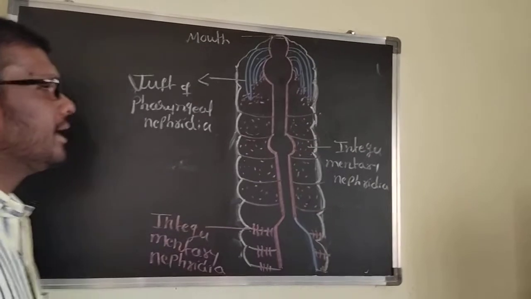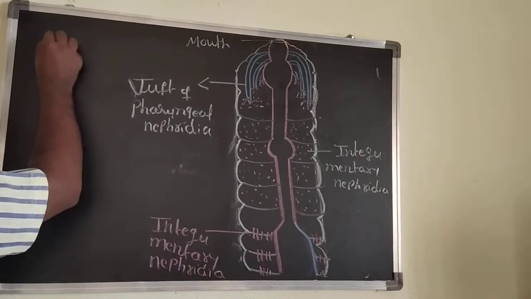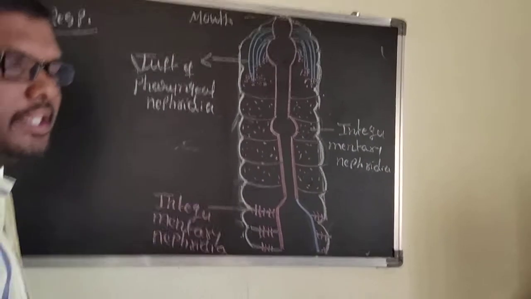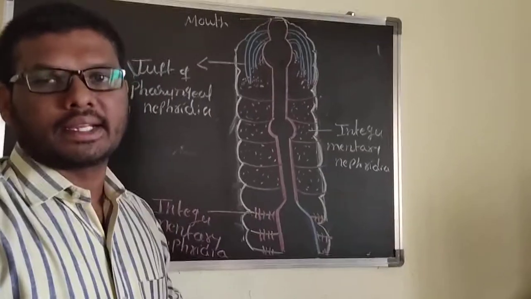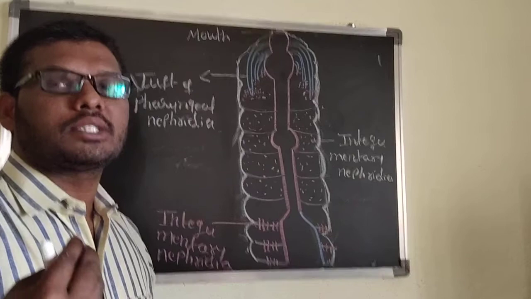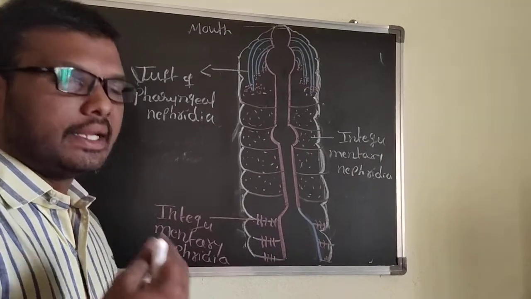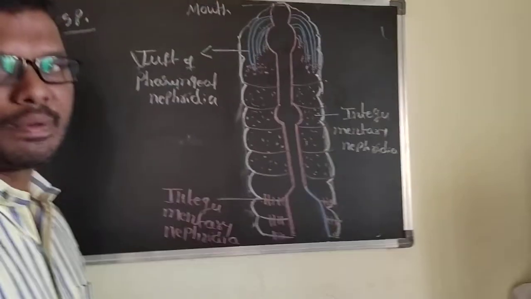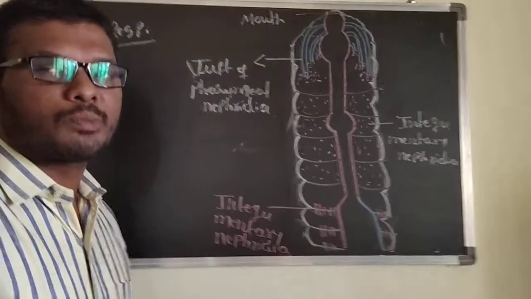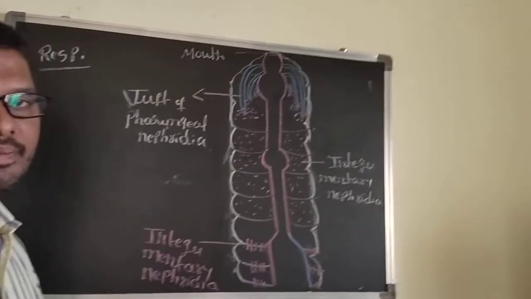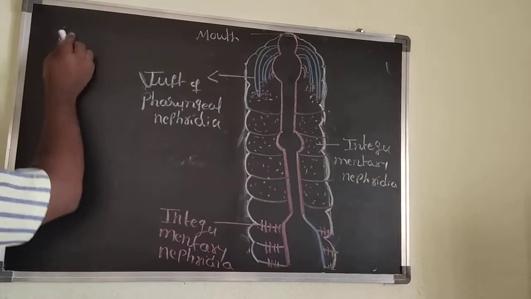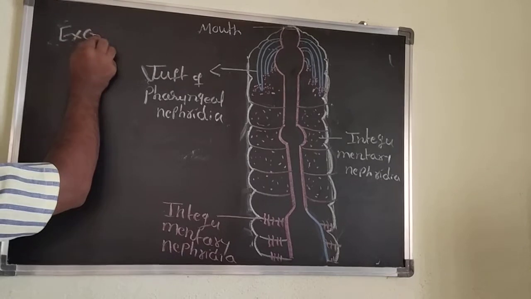We can go for the respiratory system. In the earthworm, there is no specialized respiratory organ. Through the cuticle, by the process of diffusion, exchange of gases takes place. That's why the respiration in earthworm is what type of respiration? Cutaneous respiration.